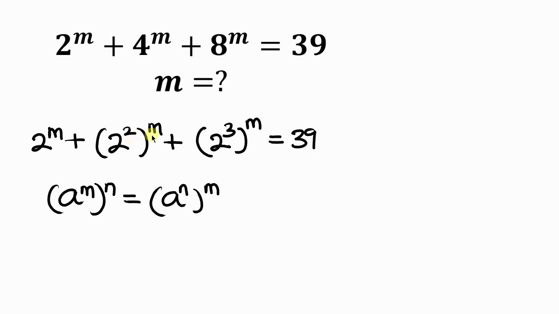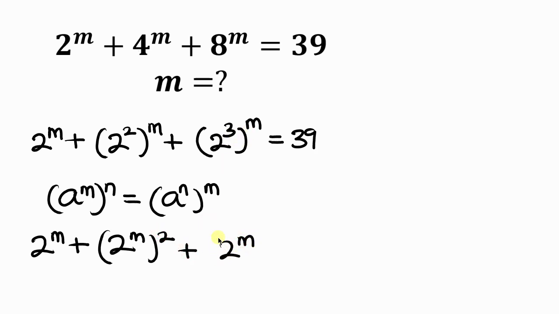Now we can also switch the position of this power. So we have 2 to the m plus, now switching the positions of the powers, we have 2 to the m all raised to the power of 2 plus the same thing, 2 to the m all raised to the power of 3, and this is equal to 39. Now notice something, that we now have 2 to the m, 2 to the m, and 2 to the m, which is what we're looking for.